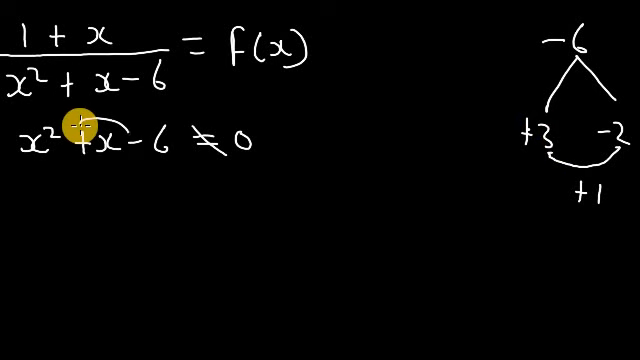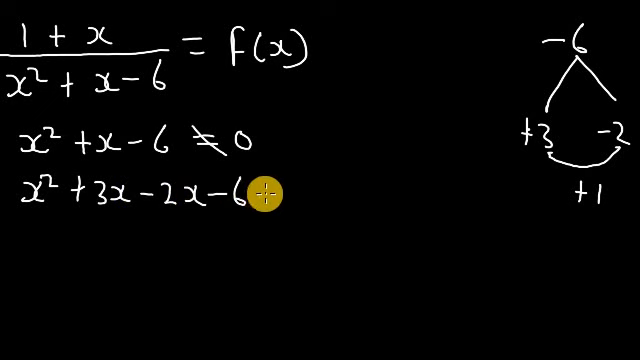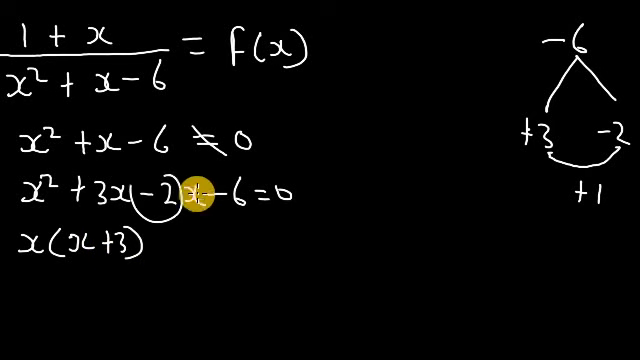So I'm going to replace the middle term with this over here. Then I'm going to have x squared plus 3x, then minus 2x, minus 6 to be equal to 0. So this is still what we have over here. Then I'll just factorize x, I have x plus 3. Then I will factorize negative 2 over here.